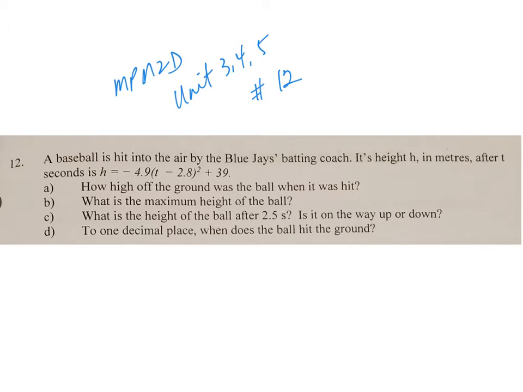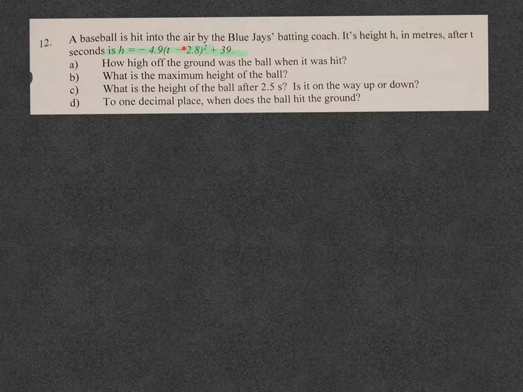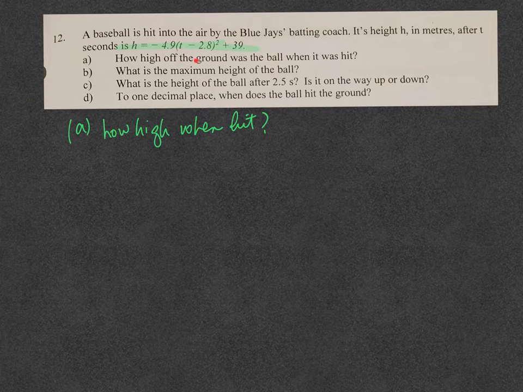Review, Unit 3, number 12. A baseball is hit into the air by the Blue Jays batting coach. Its height, h, in meters after t seconds is h equals negative 4.9 times (t minus 2.8) squared plus 39. A, how high off the ground was the ball when it was hit?